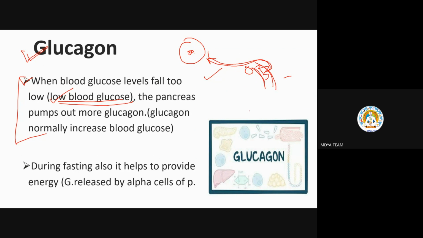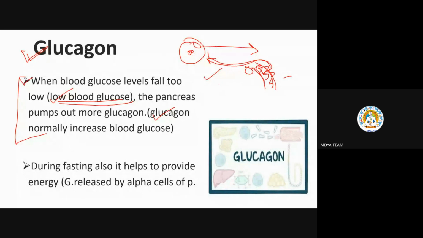Actually, glucagon normally increases the blood sugar level. Sorry, I was telling you the exact function of insulin. This is my mistake. Insulin decreases the level of glucose, and glucagon increases the level of glucose. So now again I am explaining. By mistake I told you wrongly, because I was thinking that I was telling you about insulin.